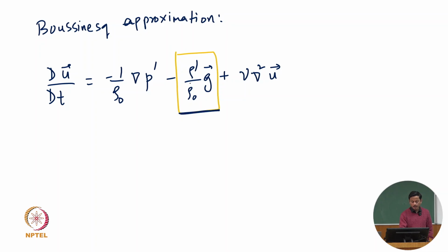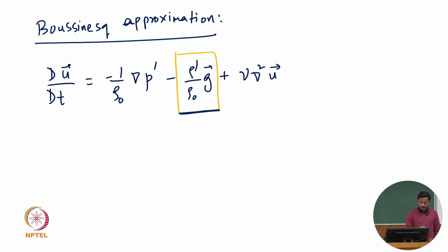So even though rho prime is small, it is multiplied with a very high acceleration. Acceleration due to gravity is the strongest acceleration in the momentum equation. Nothing goes faster than this in this momentum equation that we have in this form. So hence this rho prime term is multiplied with the highest acceleration, hence this is being kept. This is the essence of the Boussinesq approximation.